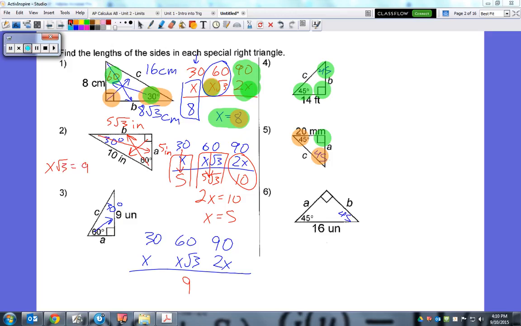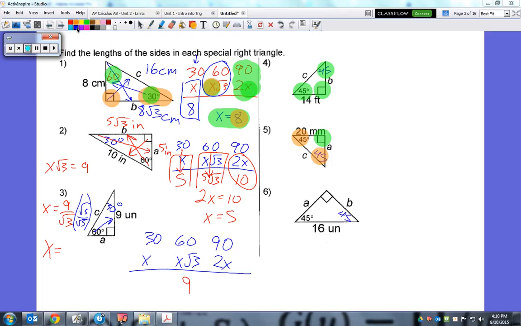So if I divide by that, I'm going to get x is equal to 9 over root 3. Now you can put this in the website and get it correct. However, on tests and quizzes on paper, I want you to rationalize this. You'll rationalize by getting rid of the square root in the denominator by multiplying by a form of 1, which is root 3 over root 3.